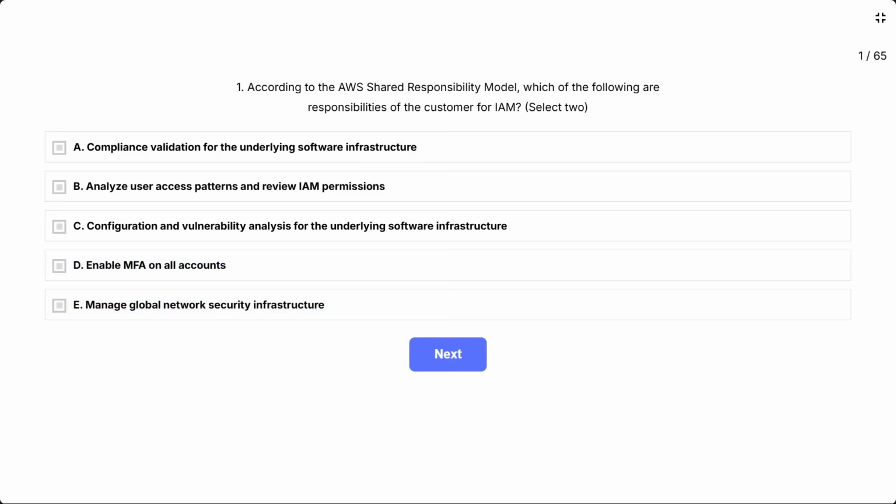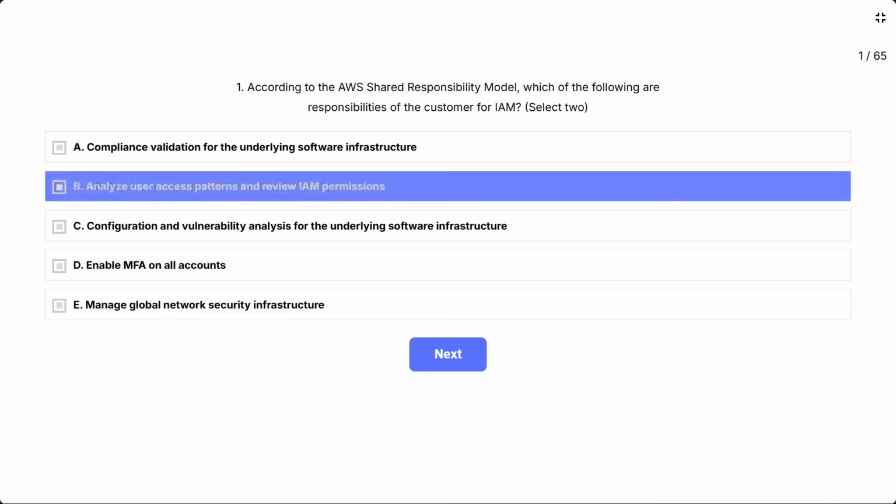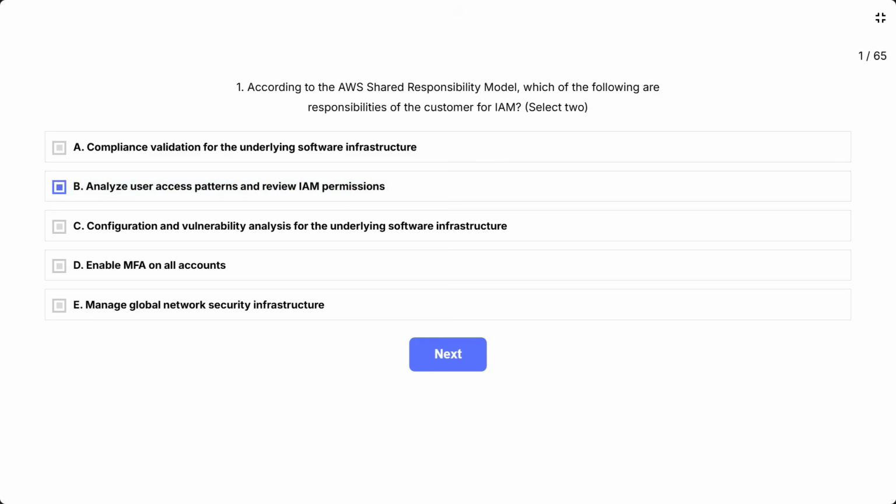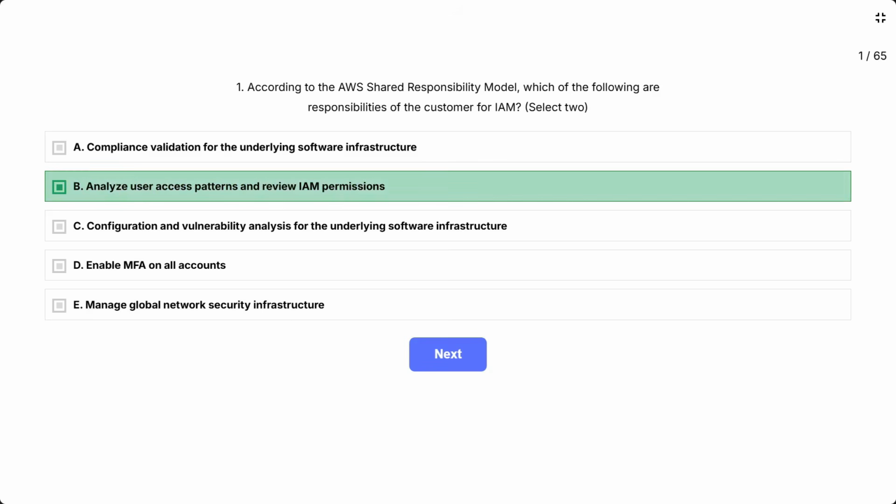This question is testing what you, as the customer, must manage in IAM under the shared responsibility model. You need to spot which tasks are related to managing user identities, permissions, and account security on your side. Focus on what happens inside your AWS account, not on AWS's global infrastructure. The correct answer is B. Analyze user access patterns and review IAM permissions. D. Enable MFA on all accounts.